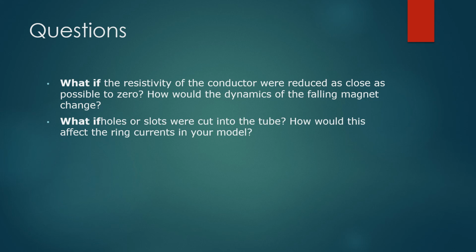And if holes or slots were cut into the tube, it would affect the model as there would be lower magnetic interference because there would be fewer rings interacting with the magnet, and due to that the magnet would fall quicker down the tube because the magnetic field is being interacted with less.